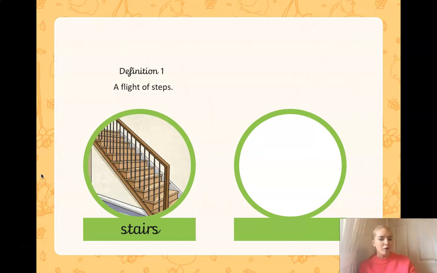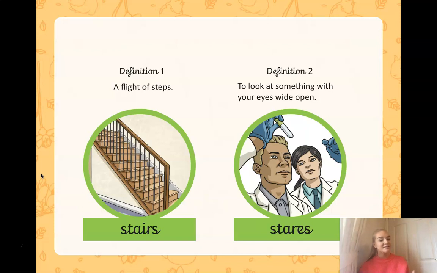Can you find the homophone that pairs with this word stairs? If you look at something with your eyes wide open, what are you doing? You are also staring, or we say stares. The man stares into the mouth of someone if they're a dentist, for example.